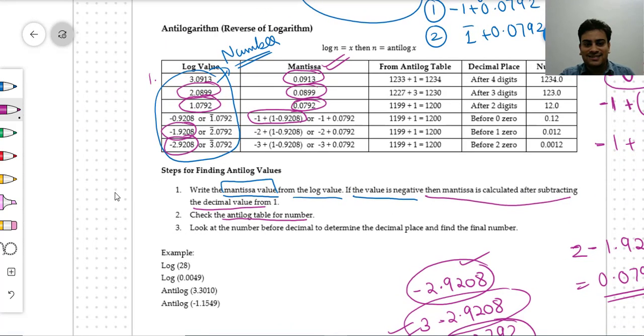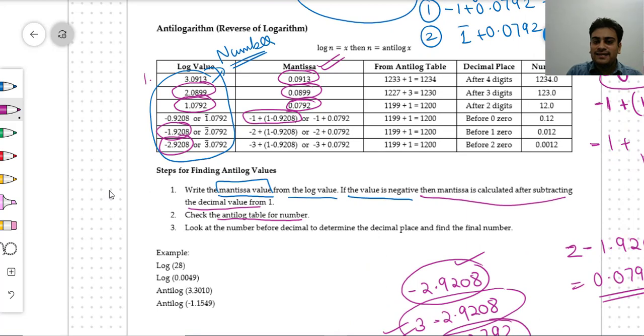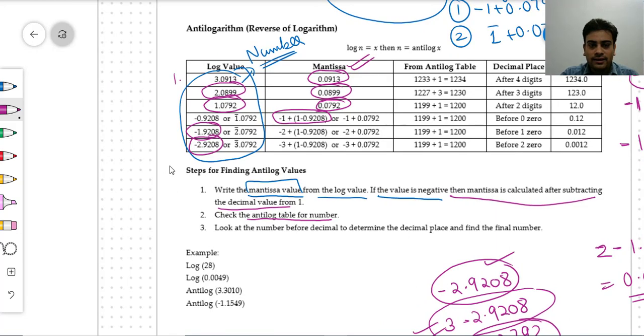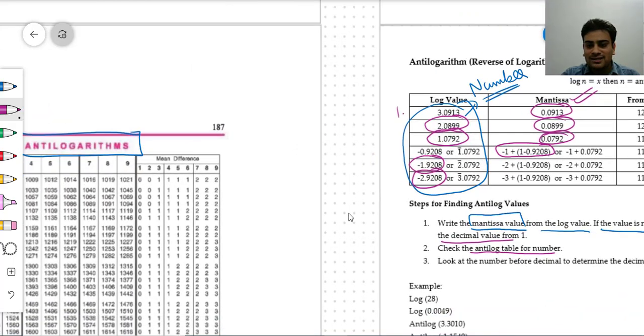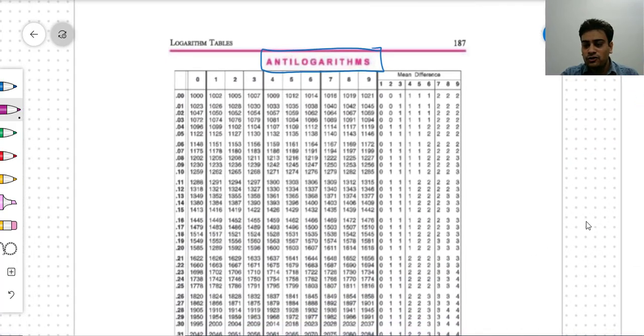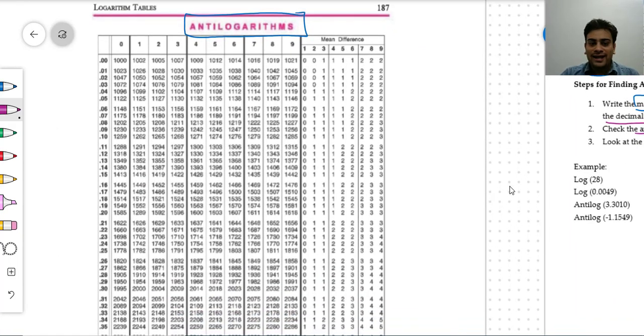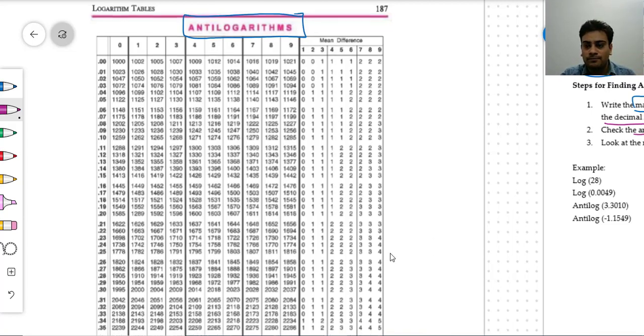You can see here in the first example, my Mantissa is 0.0913. Now we look at the anti-log table. First, visualize the anti-log table. In the first column, you will find all values with the decimal. That shows that you have to use the exact Mantissa value, all the digits after the decimal in the proper way, whatever you have found in the Mantissa form.